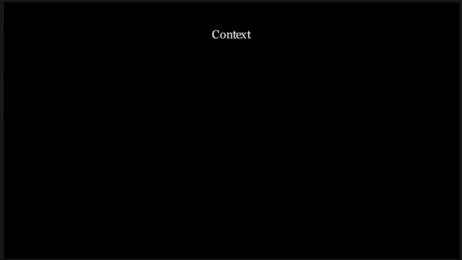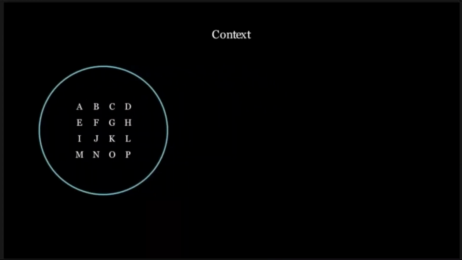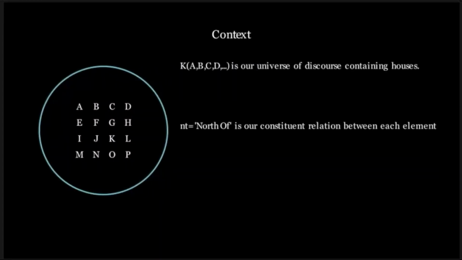Let's consider a universal discourse, which refers to the total collection of elements under consideration for our analysis. Suppose K represents our universal discourse, specifically the collection of houses. Now let's define a relationship between these elements called north of, represented as NT and read as north of. Using this relation NT, we can establish elementary propositions.